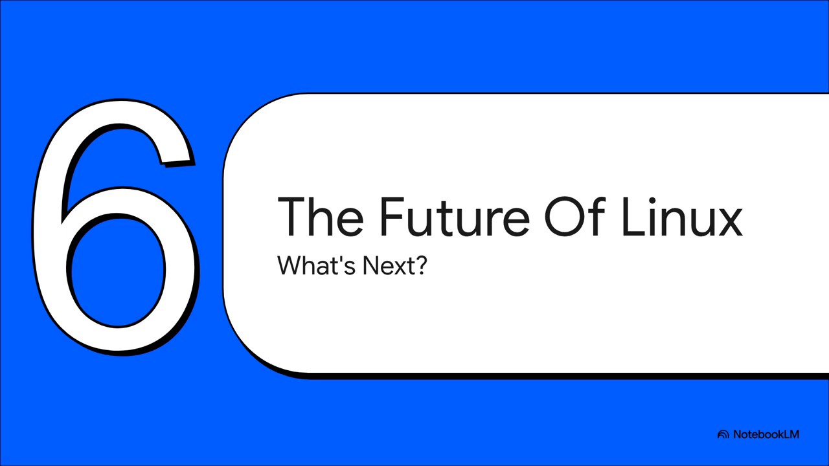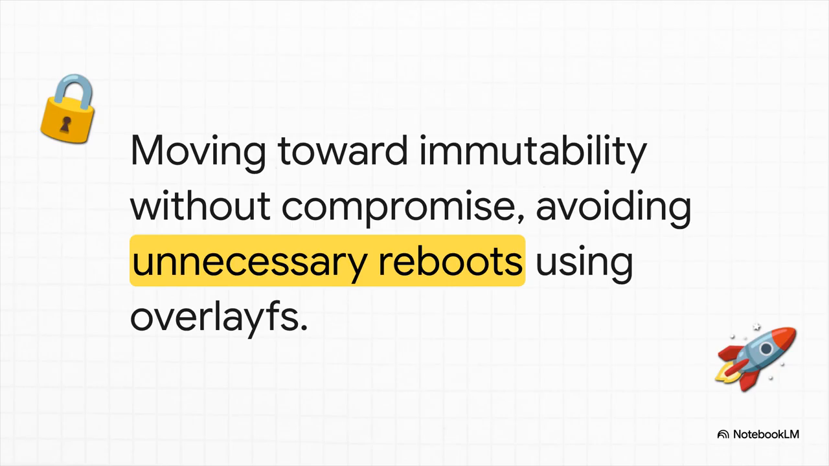So where is this all heading? Section 6, the future of Linux. What's the ultimate endgame for AerynOS, and what does it actually signal for the broader Linux ecosystem? Well, AerynOS is moving toward what they call immutability without compromise. While a lot of modern atomic OSs kind of force you to reboot constantly to apply new layers, AerynOS plans to implement ComposeFS-like EROFS metadata, utilizing overlay file systems.